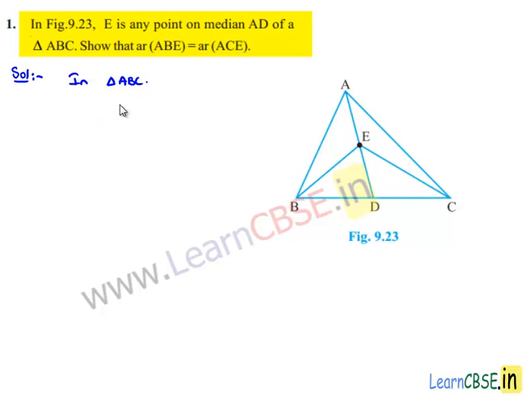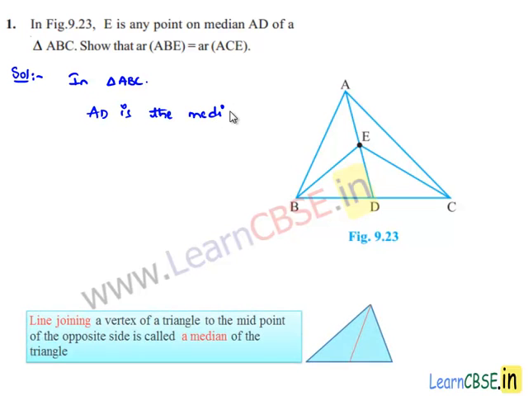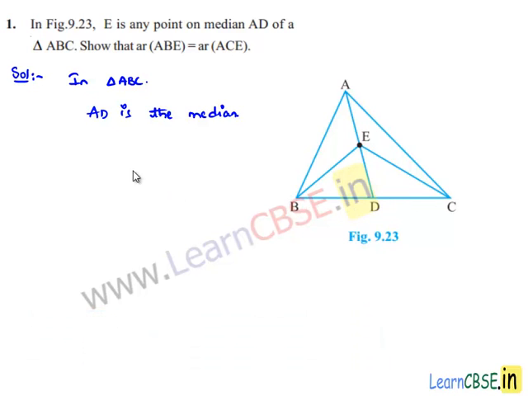In triangle ABC, it is given that AD is a median from vertex A. That means a median from vertex A divides BC, that is the base, into two equal halves. Therefore here we can say BD is equal to DC, which is equal to half times BC. He asks us to prove that area of triangle ABE is equal to area of triangle ACE. In order to prove that, let us draw a perpendicular AX perpendicular to BC.